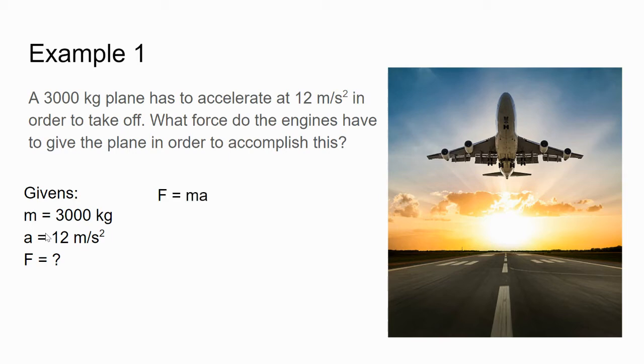Now we write down our equation: force is equal to mass times acceleration. This is easy peasy, we can just plug in our numbers here. Force is equal to mass, which is 3,000 kilograms, times acceleration, which is 12 meters per second squared. We plug this into our calculator and we get that the force is 36,000 newtons. So that is our force. We box our answer. Do not forget to put your units.